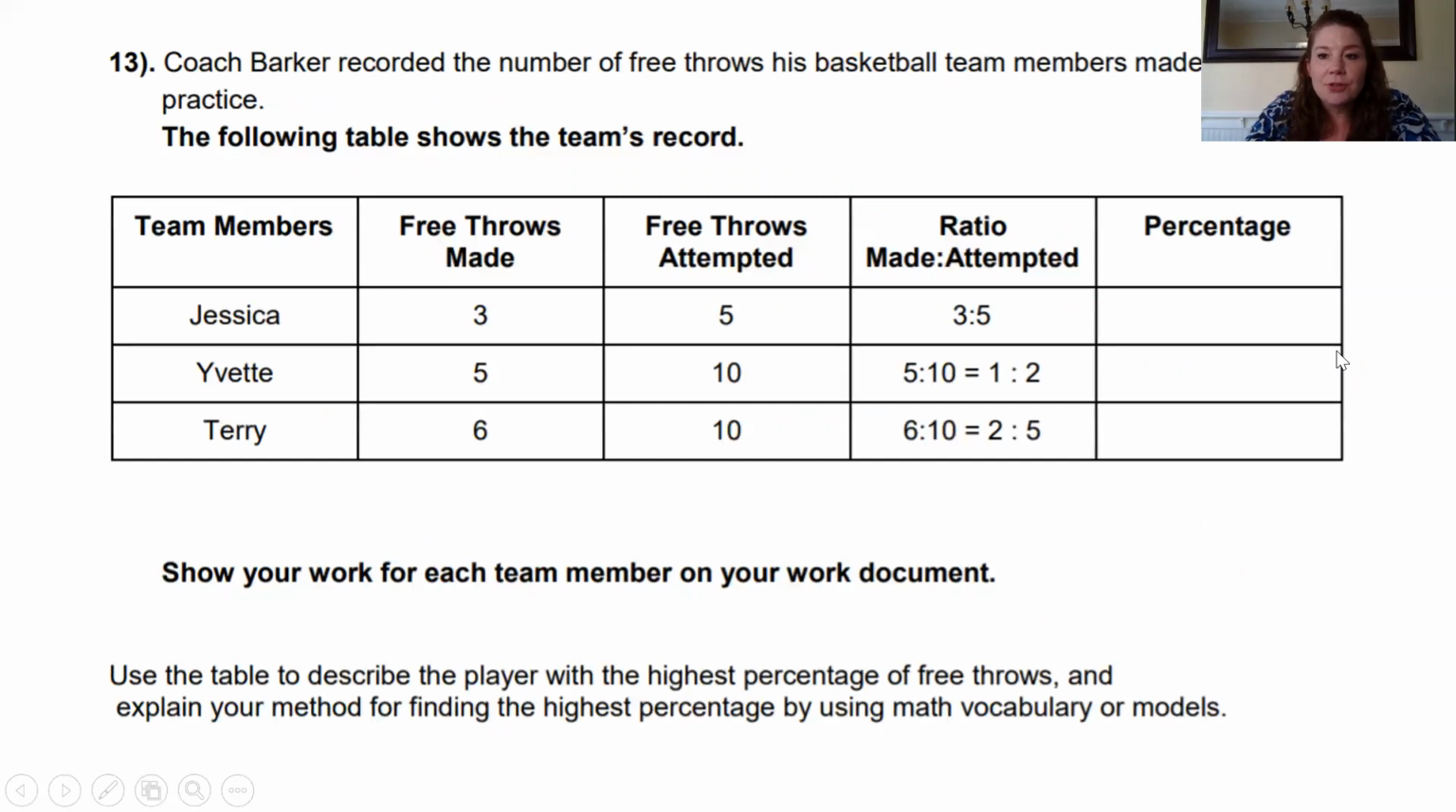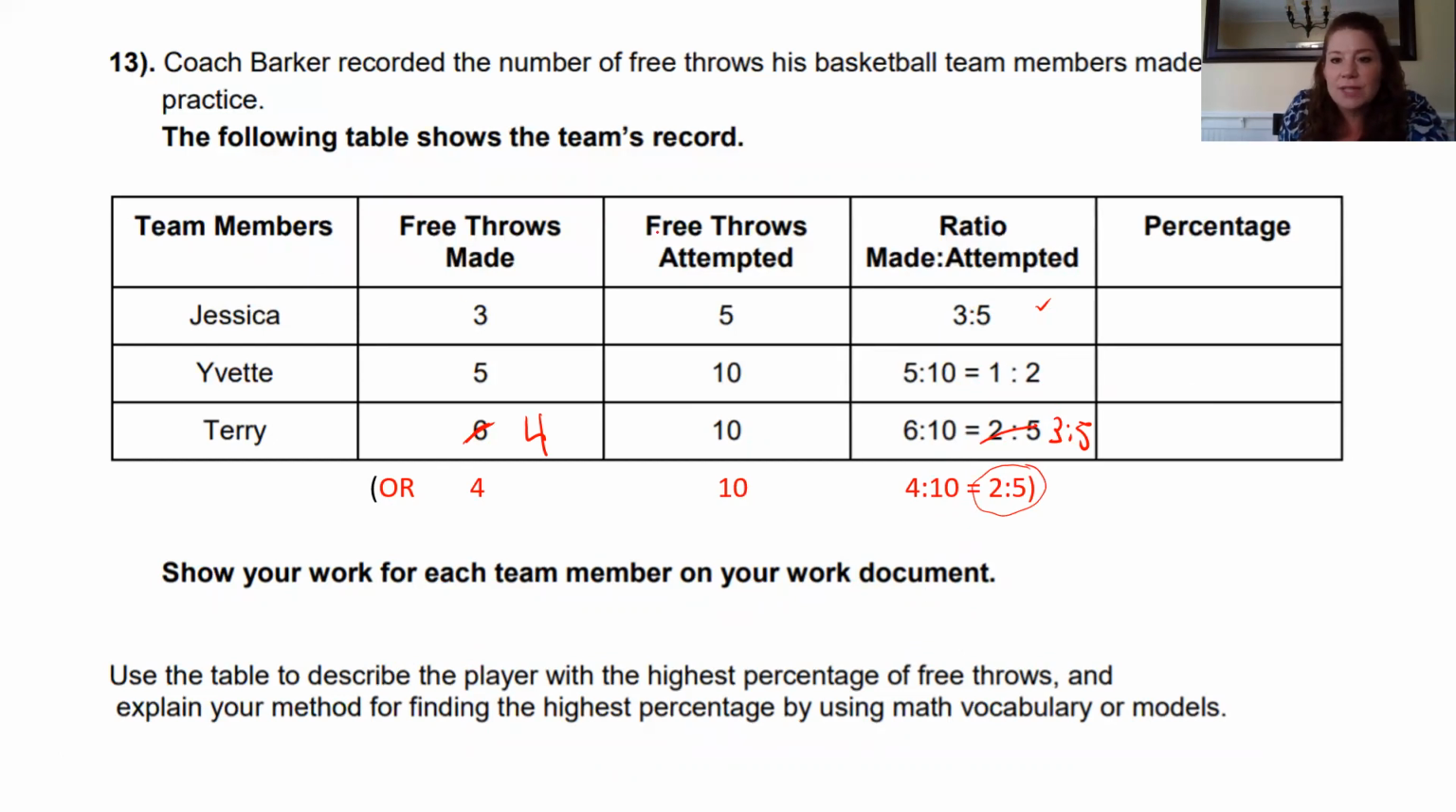Okie dokie, number 13. Coach Barker recorded the number of free throws his basketball team members made at practice. All right, I think there was also an error on this page. There sure was. So you can either use 6 to 10. If you did use 6 to 10, this is going to be actually 3 to 5, just like this one. Or since we don't want the same percentages, if you thought of this 6 as a 4, that really would be 2 to 5, right? Anyway, it was an error. Sorry about that. I didn't catch it before I released it to you.